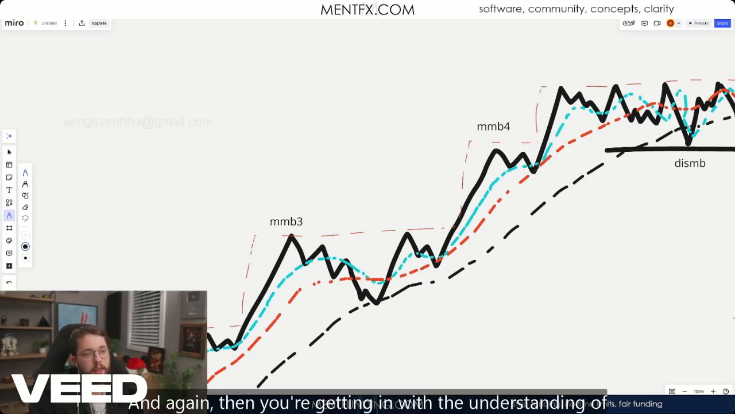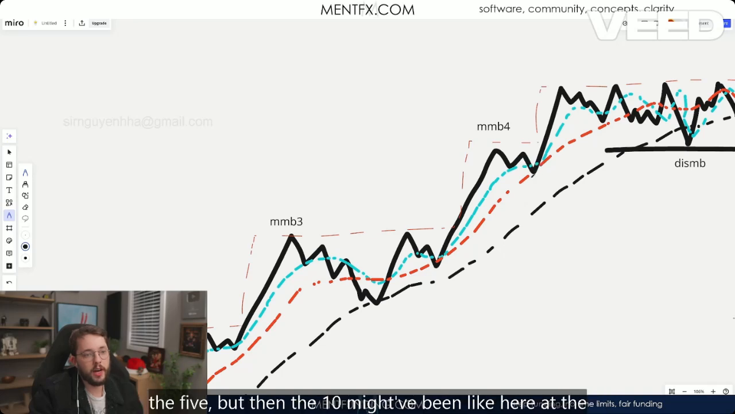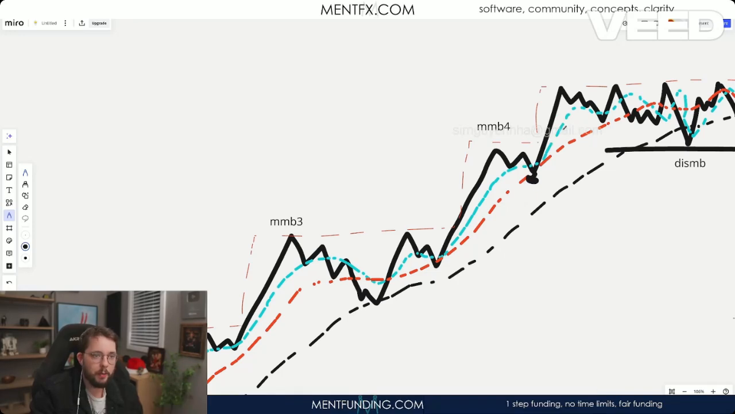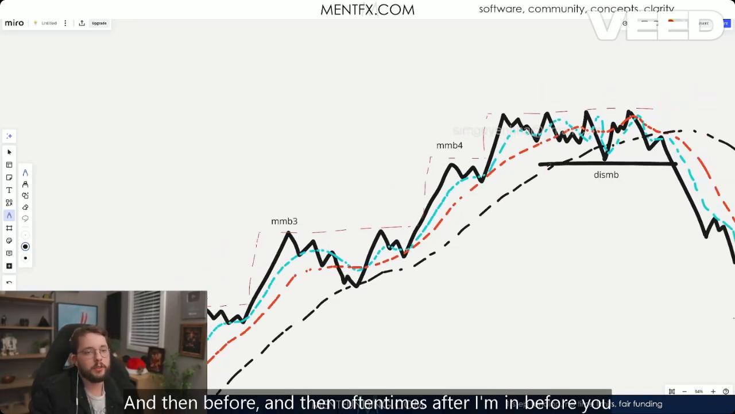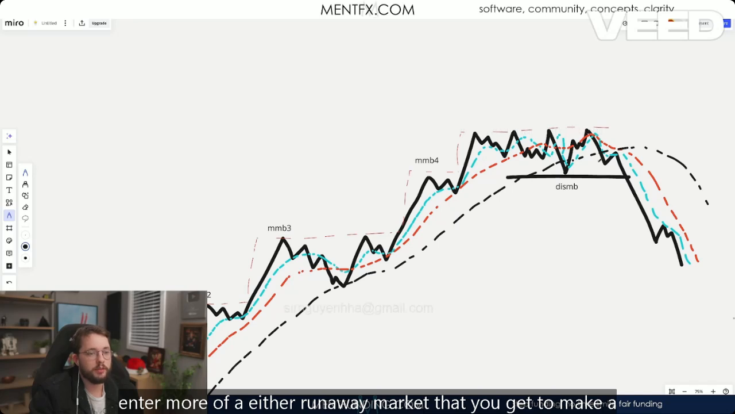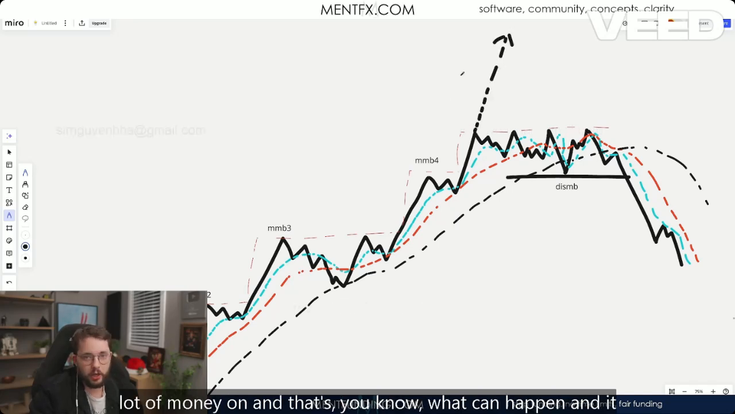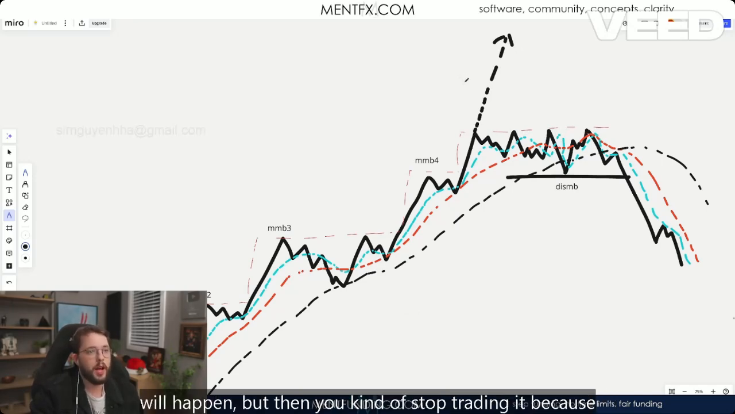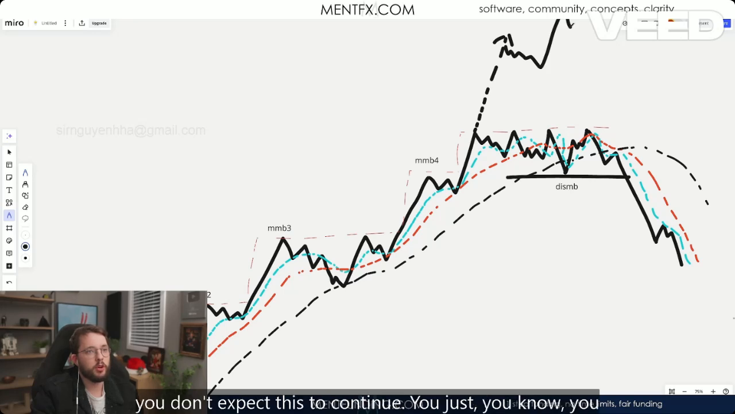And again, then you're getting in with the understanding of the 5, but then the 10 might have been like here at the time, and then it catches up to it because the move happens, MMB4. And then oftentimes after MMB4, you enter more of either a runaway market that you get to make a lot of money on, and that's what can happen, and it will happen. But then you kind of stop trading it because you don't expect this to continue.